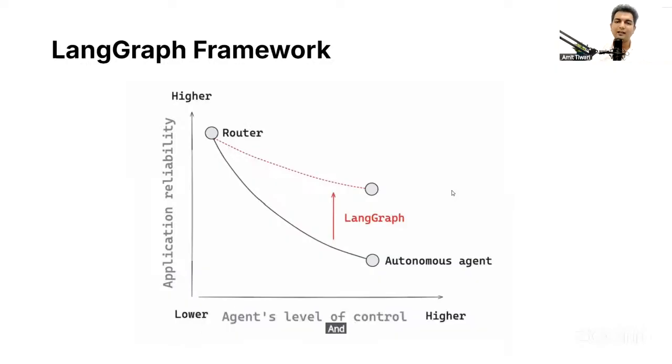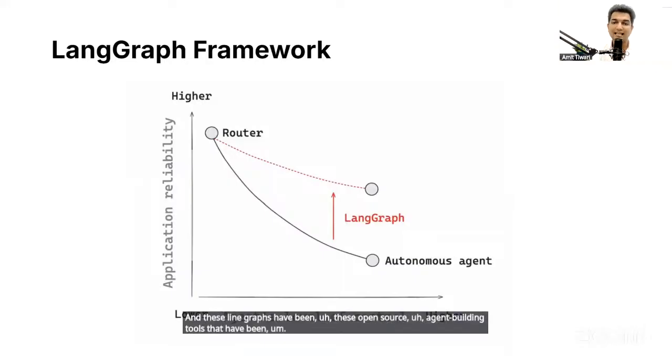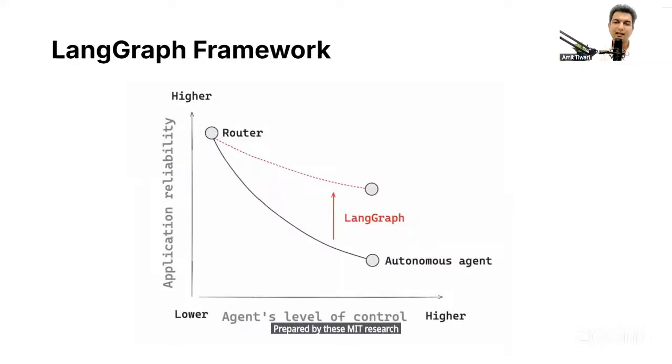These LangGraphs are open source agent building tools that have been prepared by MIT research labs, and they have made them for everyone to use in their systems to build certain agents. So what LangGraph does is it gives the agent a higher level of control, while also maintaining reliability.